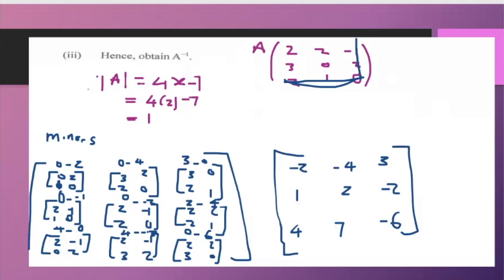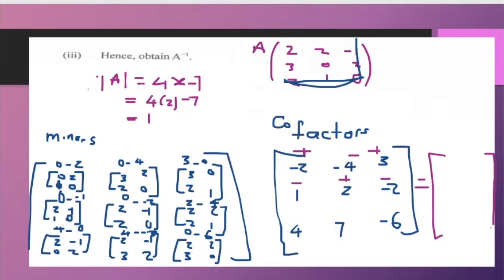Now, the next step is to change the signs. So we're creating the cofactors, and we are going to change the signs. So I'll have plus, minus, plus, minus, plus, minus, and then I'll have a plus, minus, plus. So this will affect the matrix, so we'll have this remaining minus 2, so the plus will not affect this. But the minus sign will change the negative 4 to a positive 4, and the positive 3 will not change because I have a plus sign here.